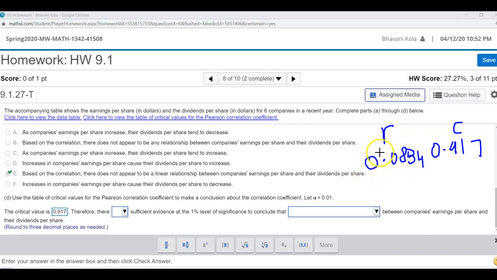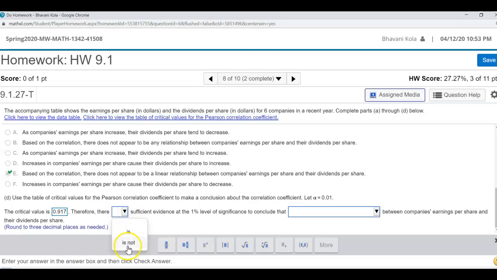So I see that the absolute value is, of course, definitely less than the critical value. So when it's less than, what do I say? When the r value is less than the critical value, the verbiage that you use will be, there is not significant evidence at 1% to conclude that there is a significant linear correlation.